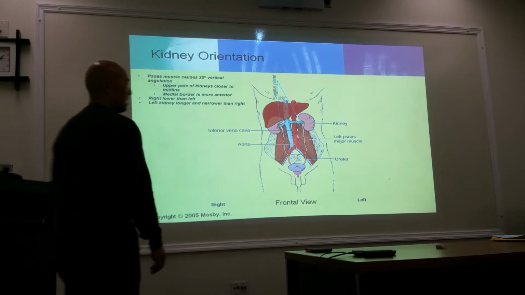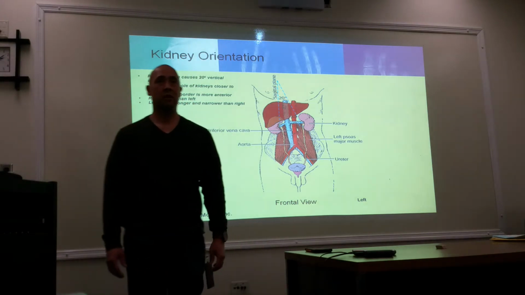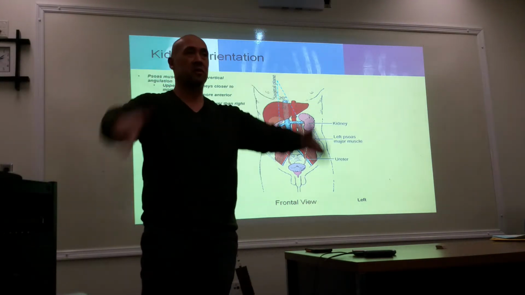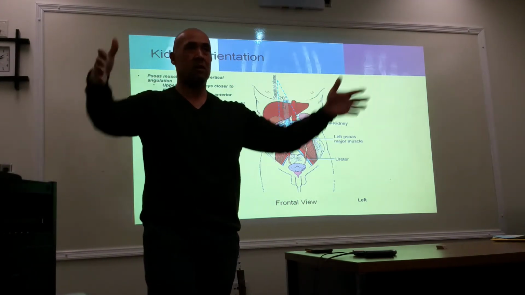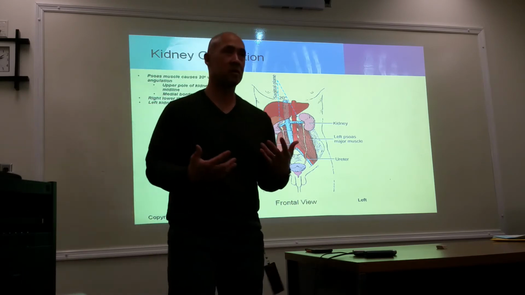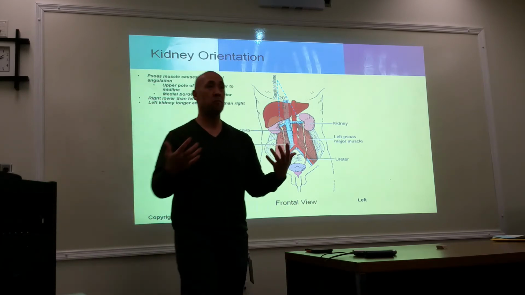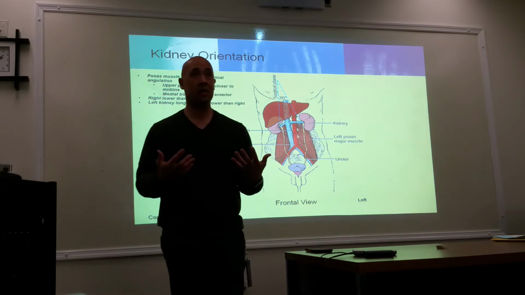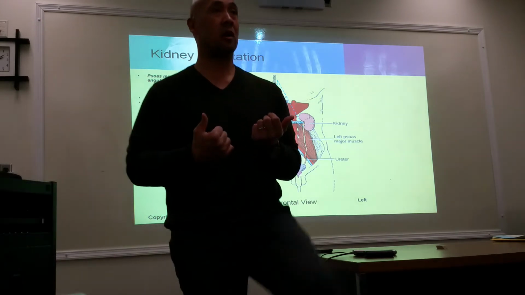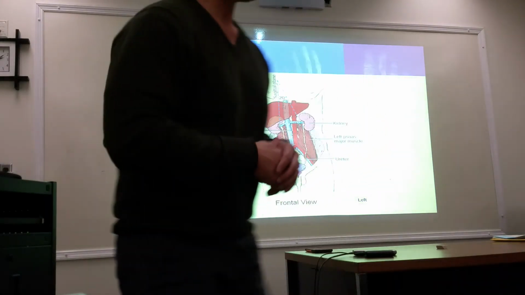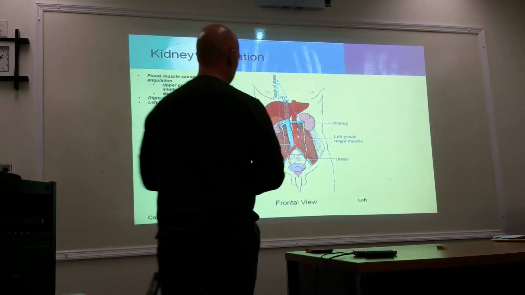You guys remember the psoas muscles? You see the psoas muscles on your KUBs, right? The psoas muscles are what allows you to bend. It allows you to flex your hips. They're also called the hip flexors. And that muscle is very dense and can be seen radiographically.